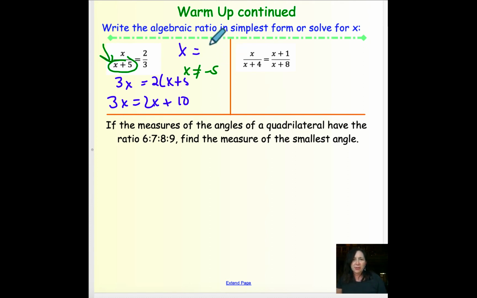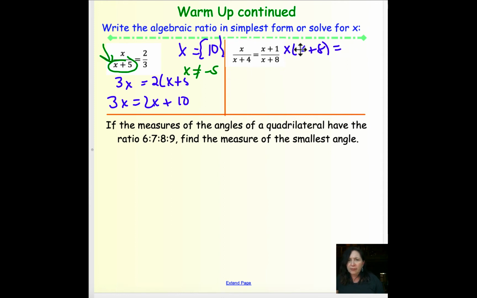So let me just finish rewriting this. Okay. All right, cross multiplying again. We have x times x plus 8 is equal to this quantity here. I'm going to move this over just a little bit so I have some room. And I'm going to get this times that. So I'm going to go x plus 4 times the quantity x plus 1. And in doing that, I'm going to distribute, right?